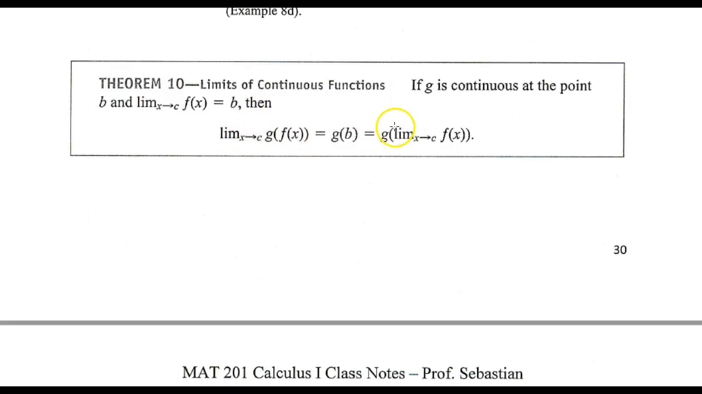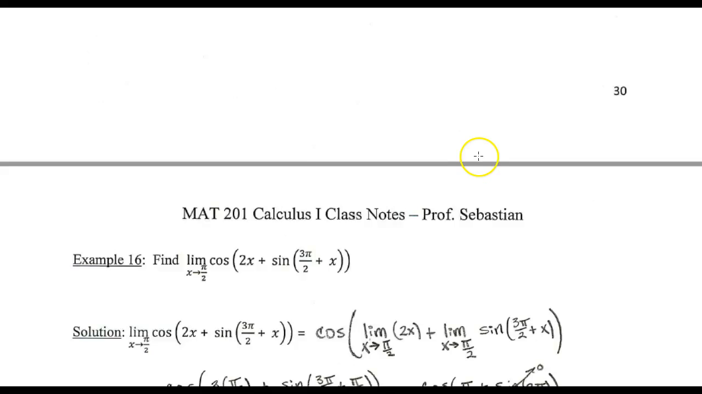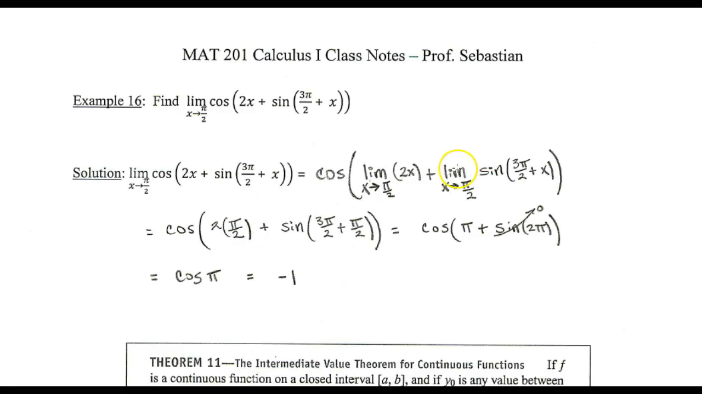I can move the limit inside the parentheses. In other words, take this g, move it outside, move the limit inside the parentheses, so now it would be g of the limit as x approaches c of f of x. Okay, so we can do more complicated limits that way. Let's look at example 16.